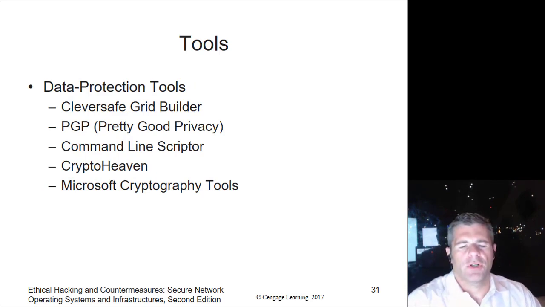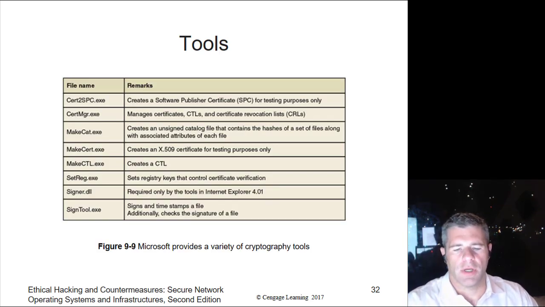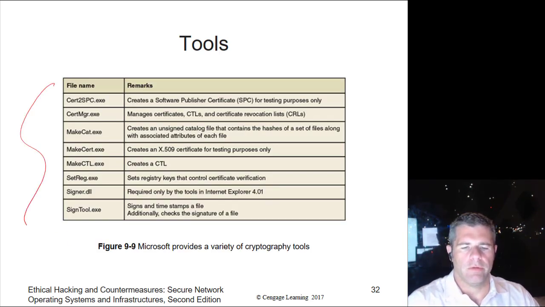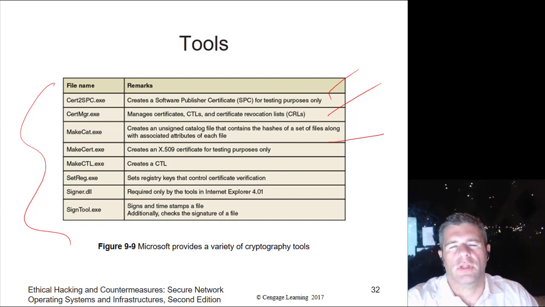Clever Safe Grid Builder, PGP, Command Line Scripter, CryptoHaven. Microsoft's got a whole suite of cryptography tools like these, so you can create certificates, manage certs, et cetera. I think TrueCrypt or VeriCrypt probably bears mentioning also. You might want to go look that up and understand it. It's varying forms of disk encryption. I think that's a good high-level overview of this stuff.